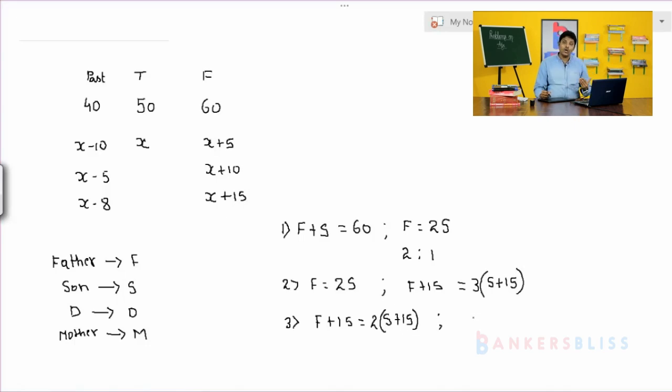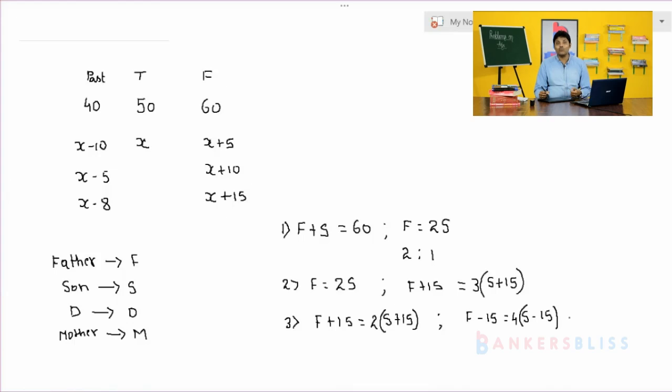15 years ago, the age of the father was 4 times the age of the son. So first we have to go back 15 years. So f minus 15, s minus 15. He was 4 times the age of the son. So this is the third variety.